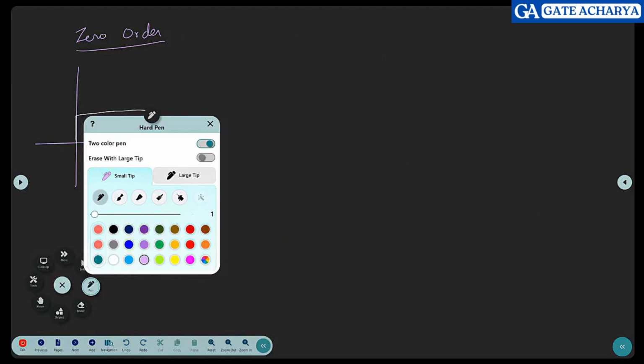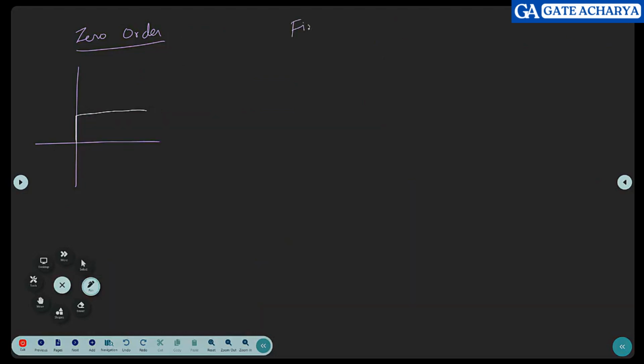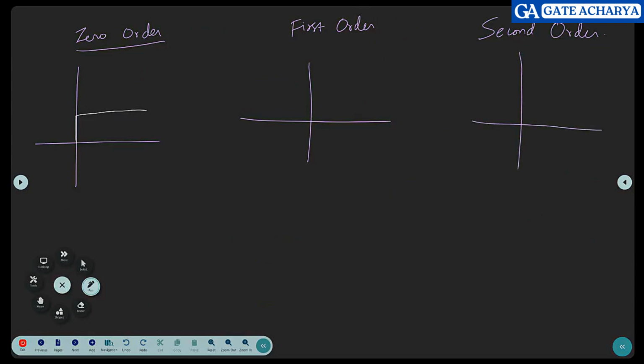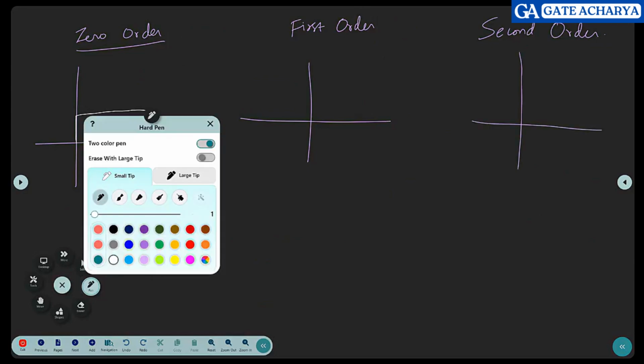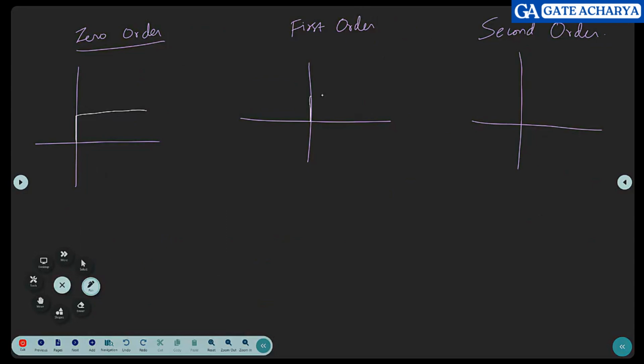Let me do that for first and second. Why are we interested in this word zero order, first order, second order? I just want to give a brief picture, then we'll go into the subject. White color is the input. I'm giving some kind of a step input. What kind of responses do you think you can expect?